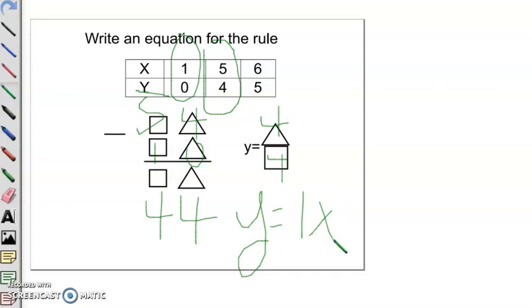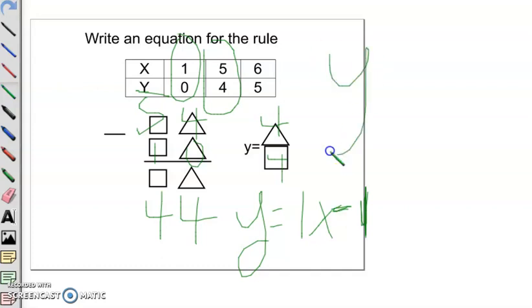1 times an x value of 1 is 1, but we need to get 0, so I'm going to subtract 1. Can you see that there? I'm going to subtract 1. All right, so let's try it with 5 and 4. 1 times 5 is 5, minus 1 is 4.